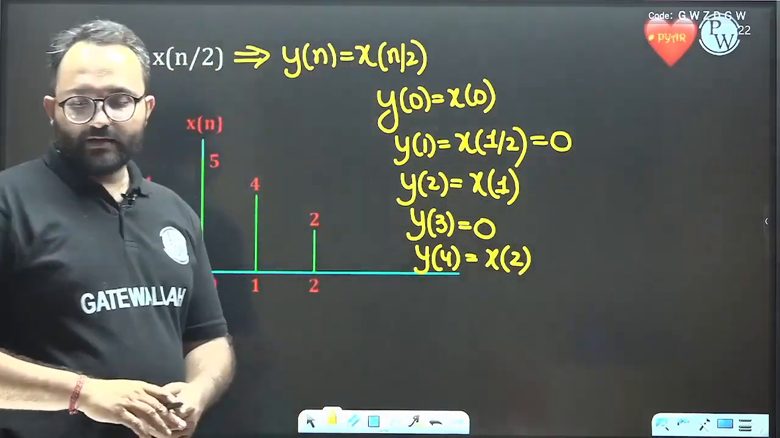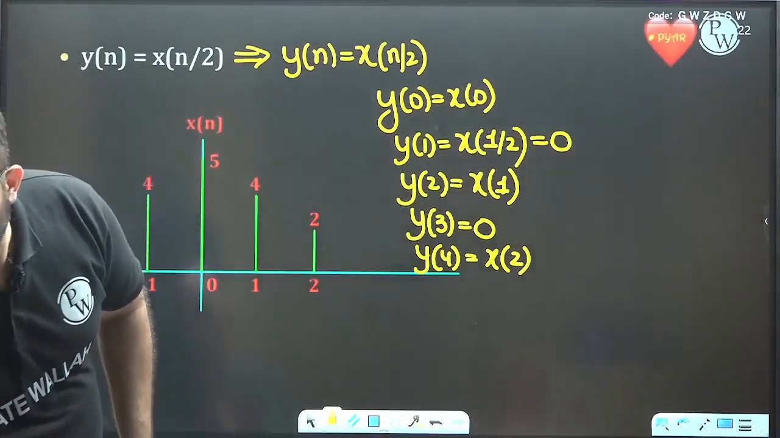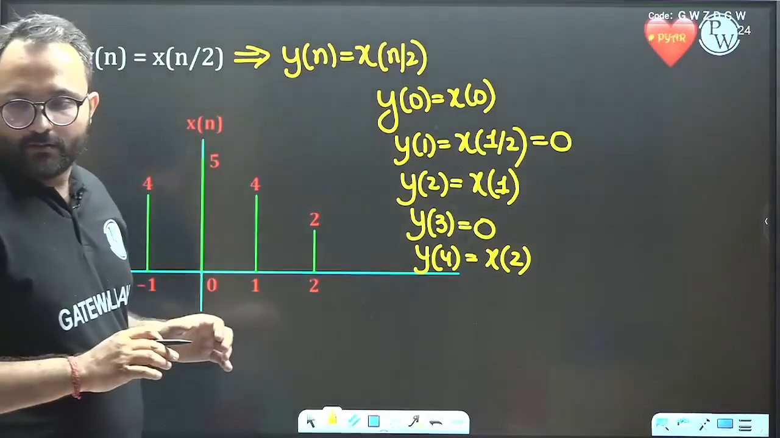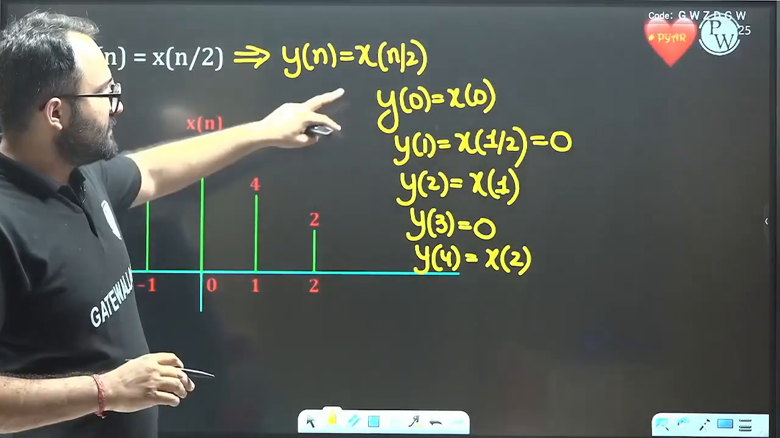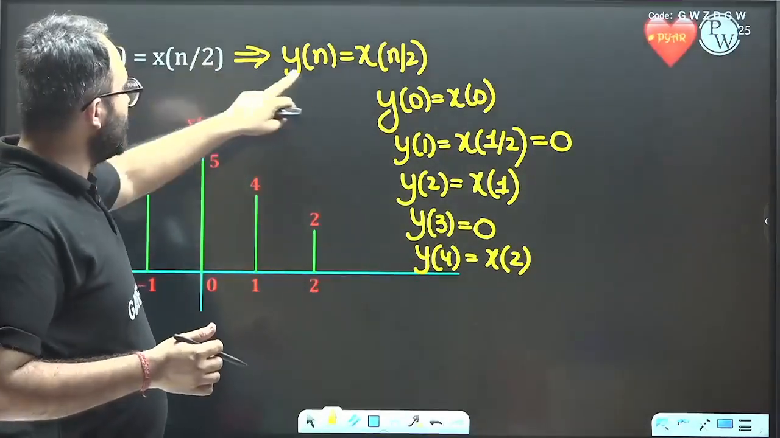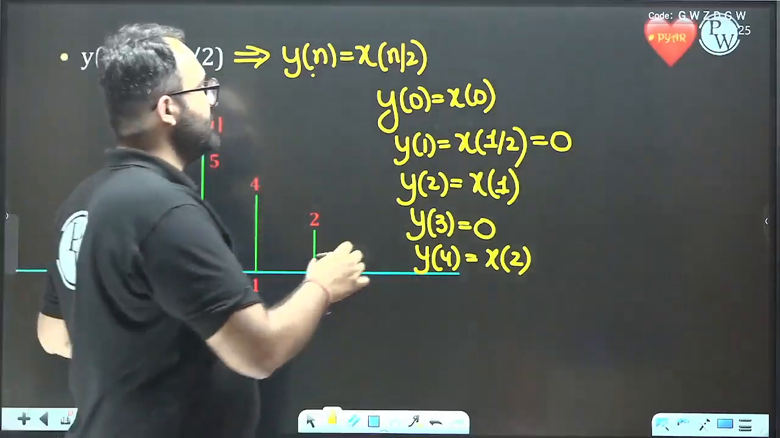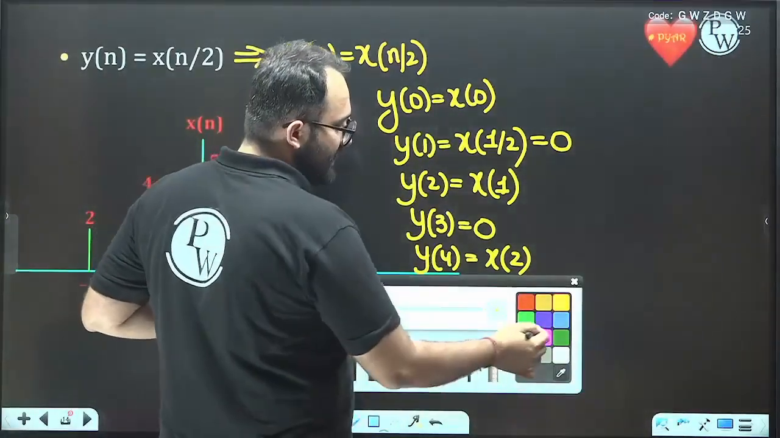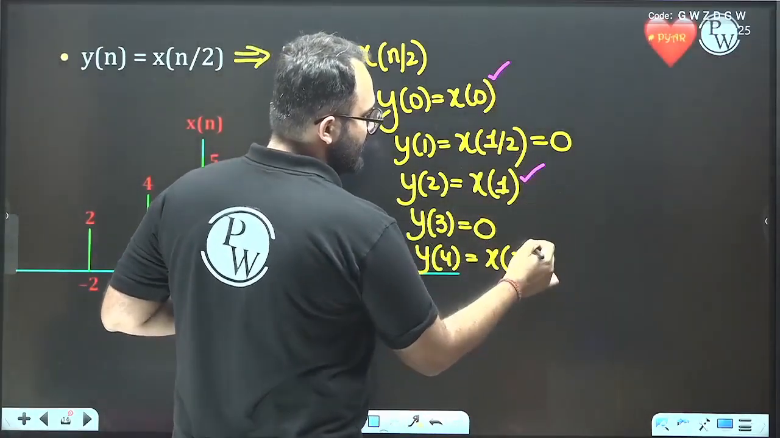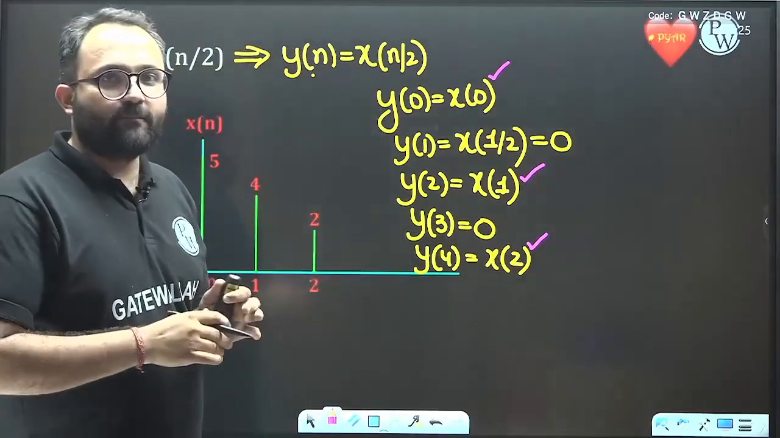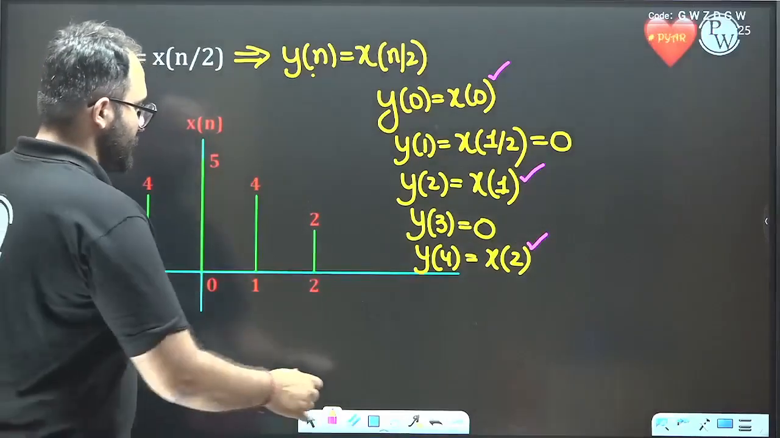So here we can see that the output signal yn has all the samples of xn. yn has x0, yn has x1, yn has x2. Only we are placing a 0 between the two samples.